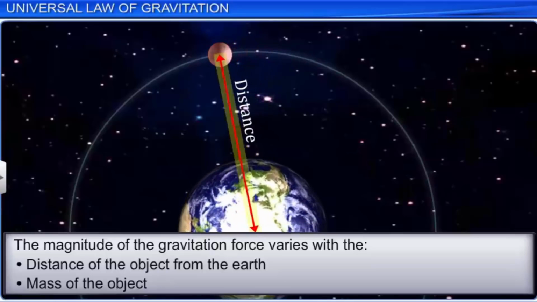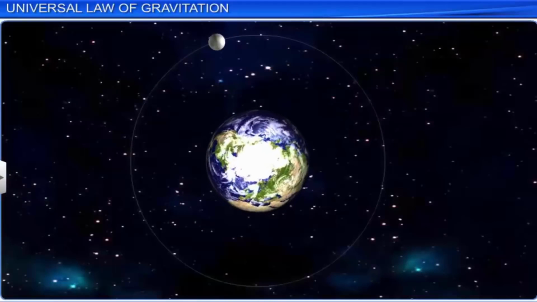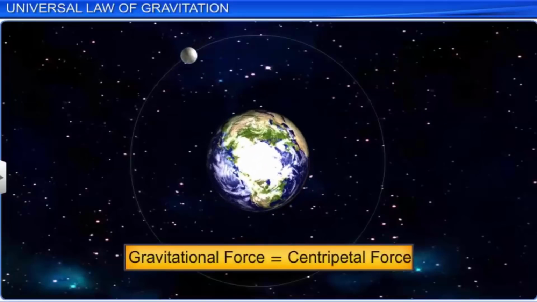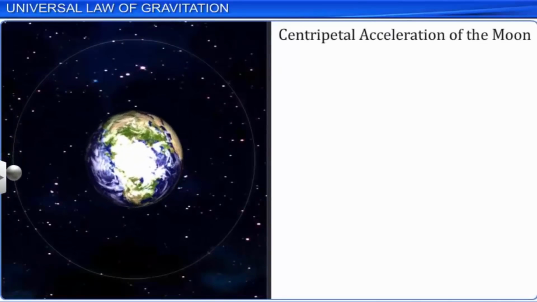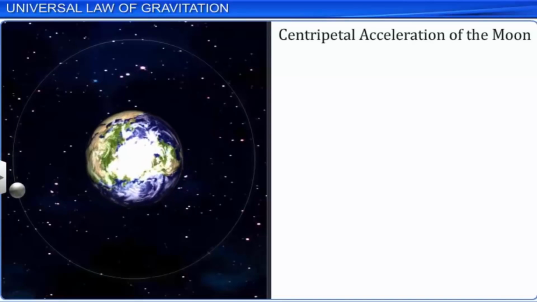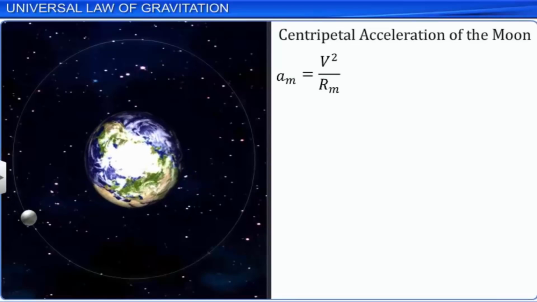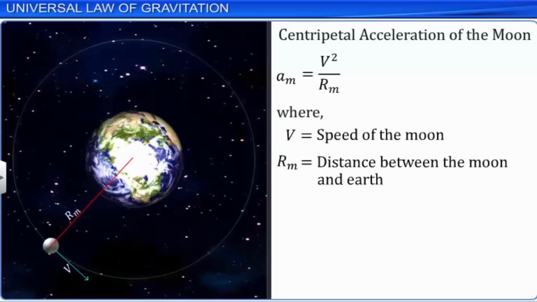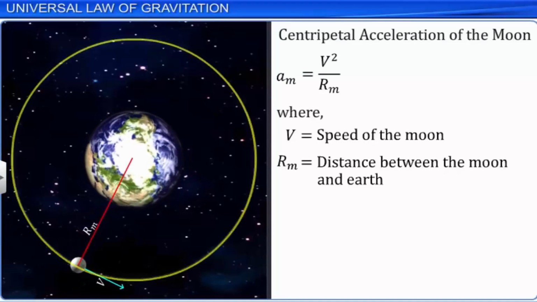According to Newton, the moon revolving around the earth has a centripetal force, which is due to the Earth's gravitational force. The centripetal acceleration of the Moon is given by the expression a_m equals v squared by r_m, where v is the speed of the Moon in its orbit and r_m is the distance between the Moon and the Earth. The velocity of the Moon in its orbit is derived from the fact that the Moon's orbit is circular of radius r_m and its revolution period is T.